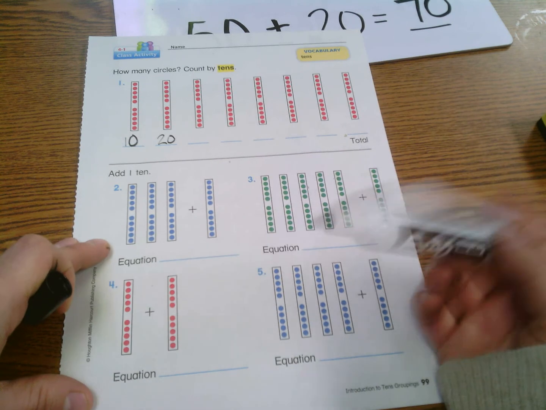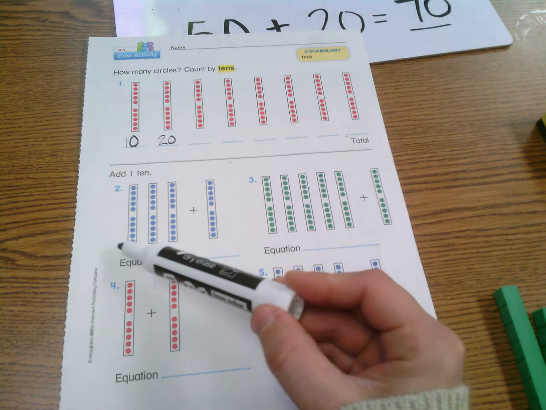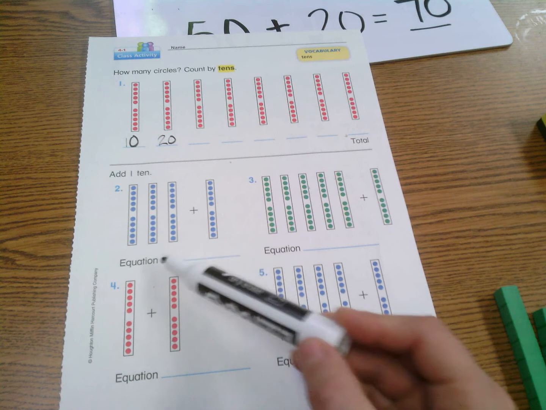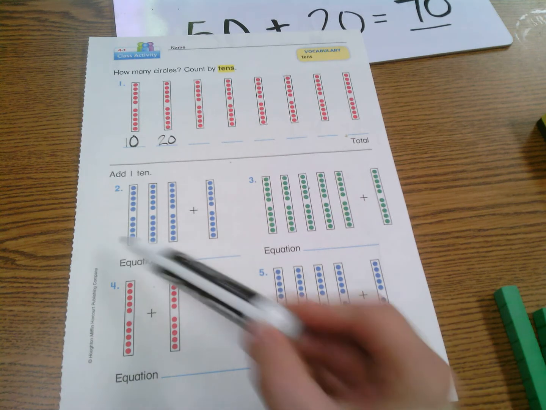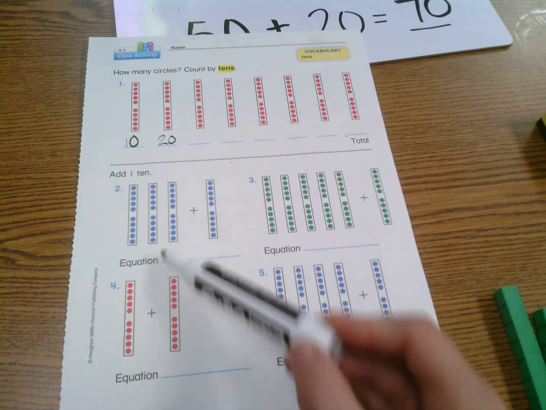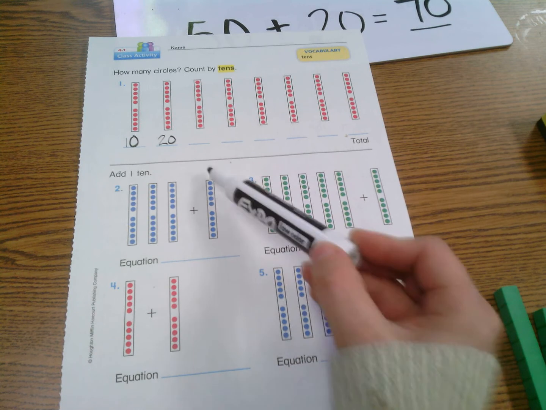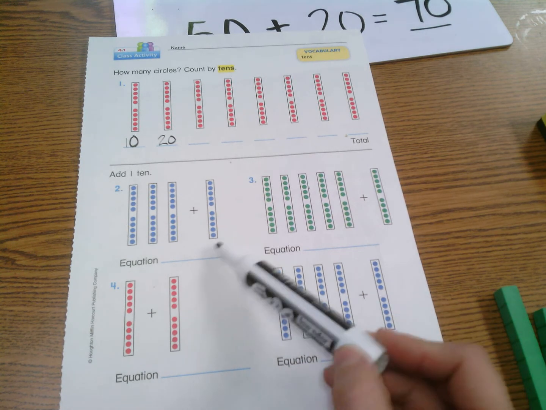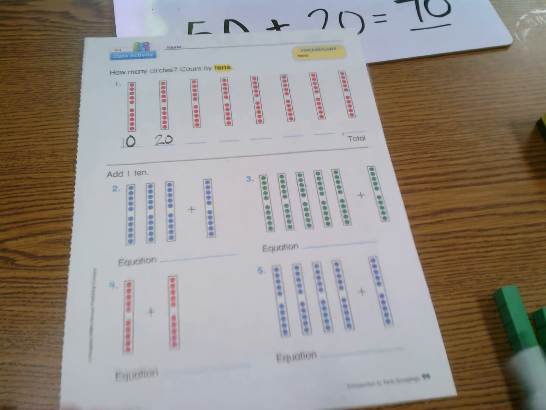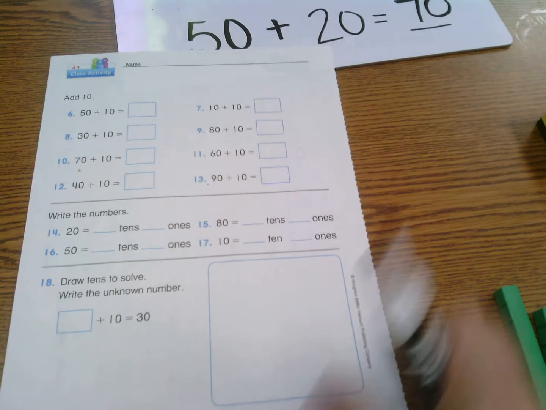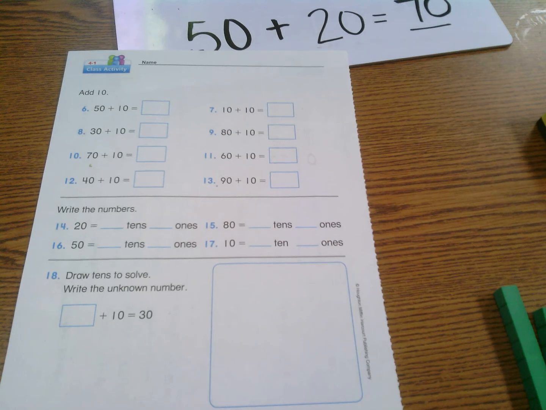And then down here at the bottom, you're going to look at the two groups like I just did, and you're going to write the equation on this line. So you'll count the first group, write that number here, plus how many are in the second group, and then the total. Write your complete equation. And then on the back, we're going to talk about this.